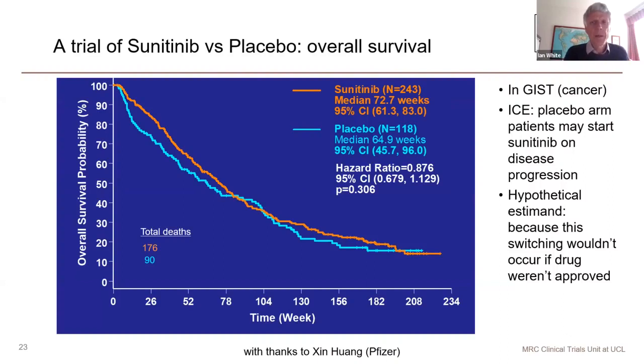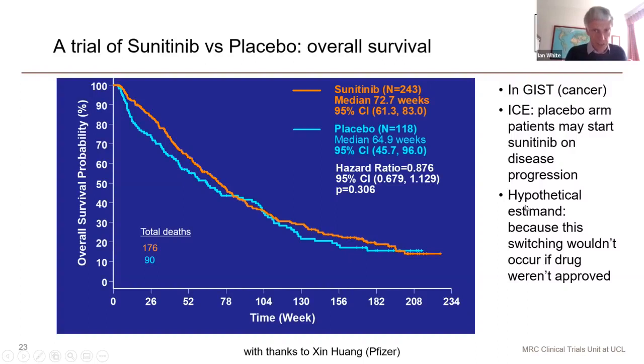Patients in the placebo arm were able to start the drug sunitinib on disease progression. And in fact, this happened quite a lot over time, not in the very early bit. And you can see the impact of that on this intention to treat analysis, because the difference between sunitinib and placebo is initially large, but as the treatment switching builds up, the curves come together.